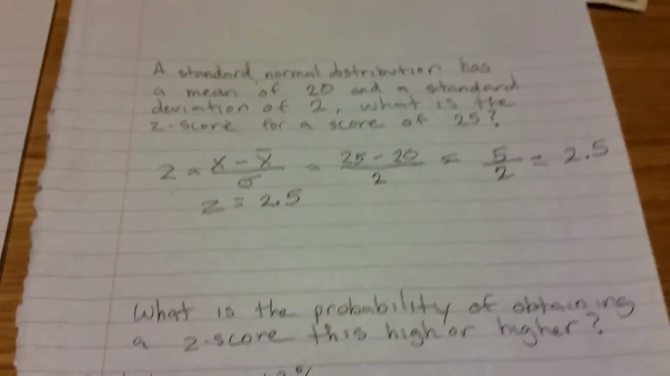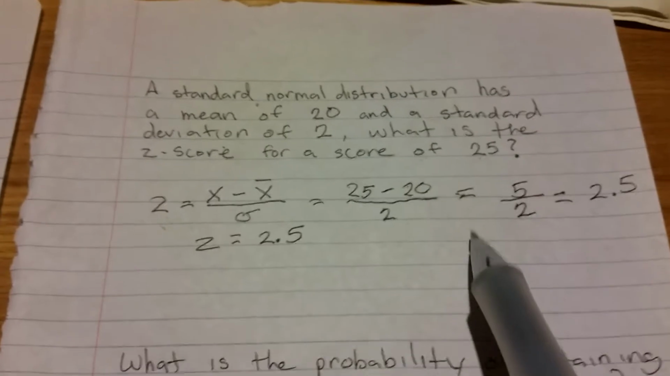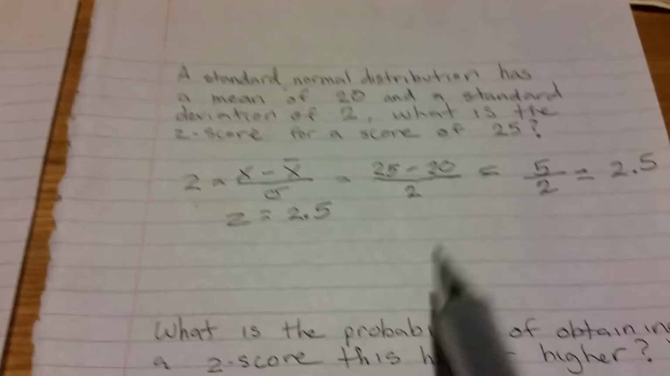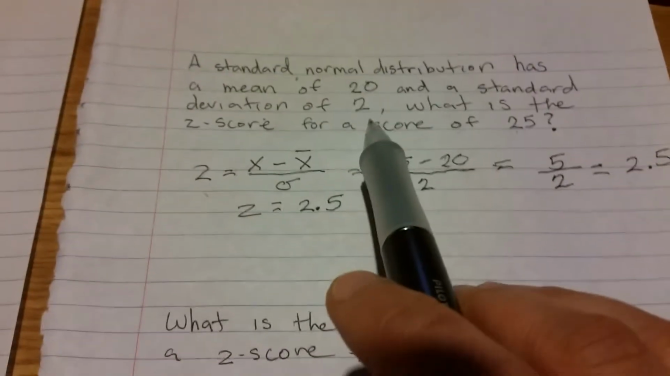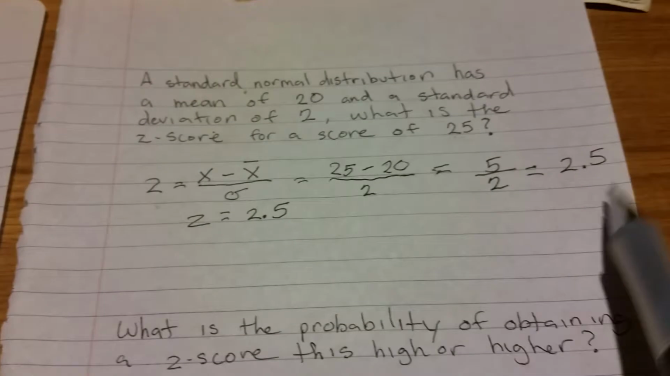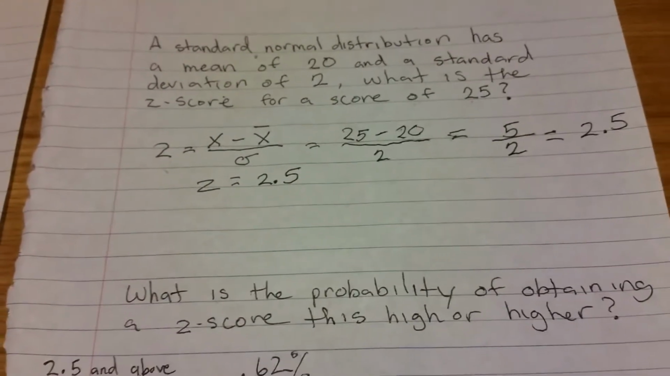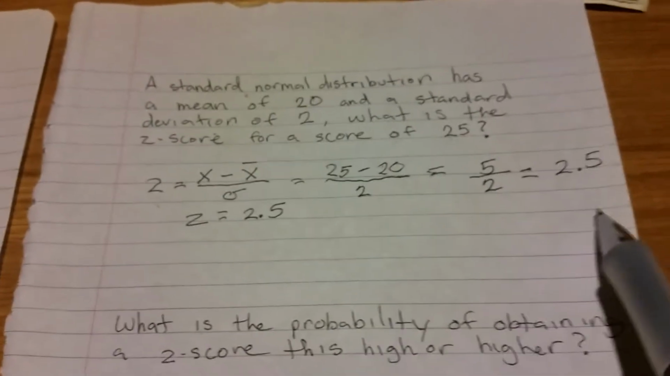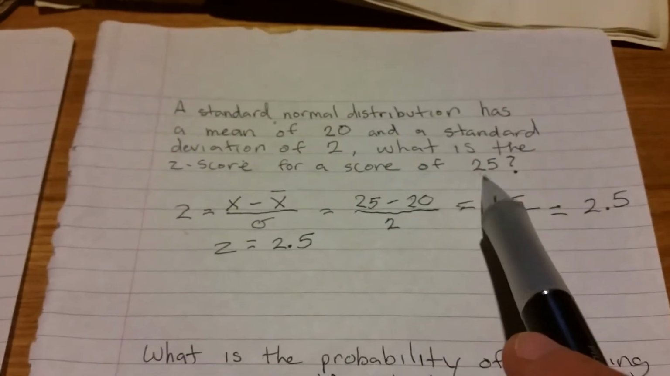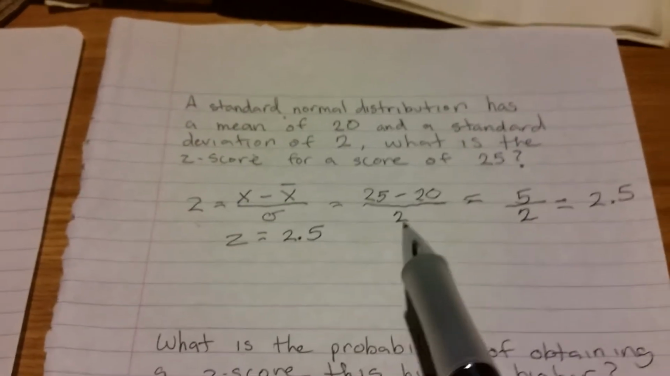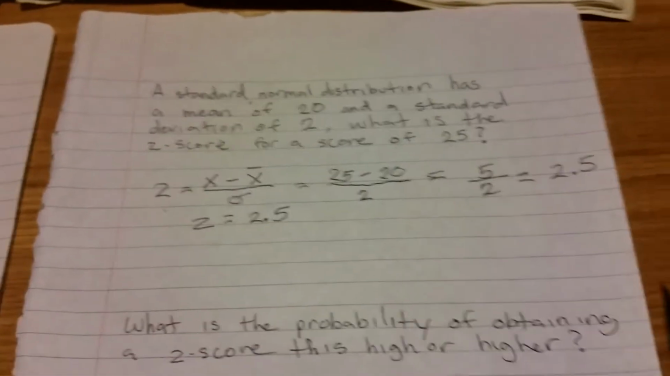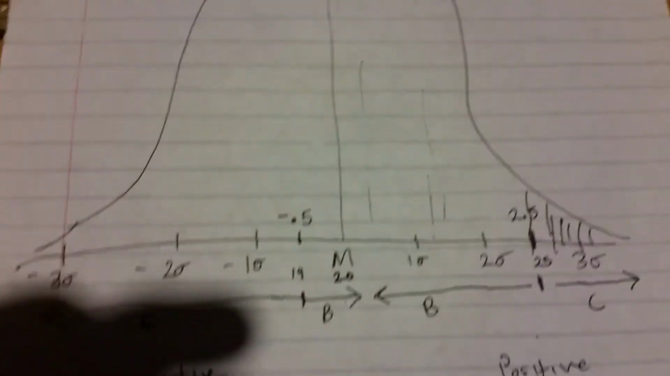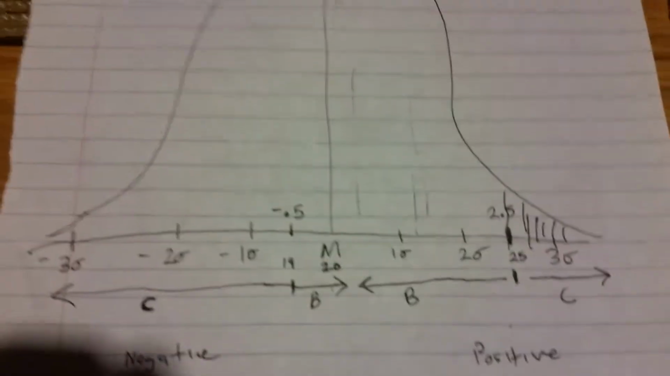Now, that simply means that the score of 25, again, given these population parameters, deviates from the mean by 2.5 deviations. I'm going to say that again. This z of 2.5 will let us know that a score of 25 will deviate from the mean by 2.5 standard deviations. Let's go over here and look at the standard normal distribution that I've crudely drawn here, just to give you a visual.